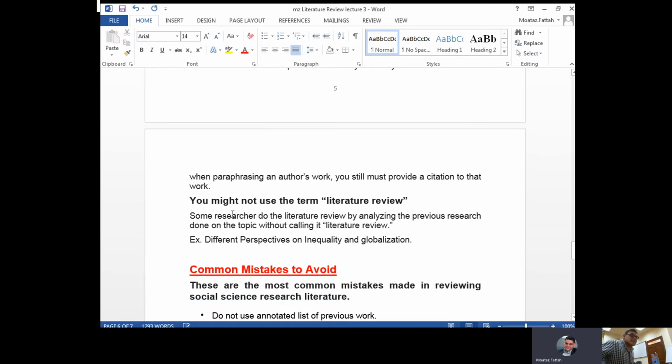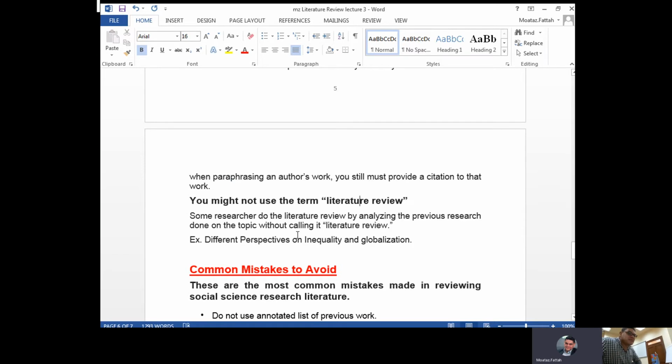Okay, one last thing that seems very interesting, because people sometimes say, he didn't do a literature review, or the researcher didn't do a literature review. No, sometimes they do. Sometimes researchers, even yourself, can do a literature review without using the term literature review. You might not find in the book or in the article the words literature review. They can simply use another term.